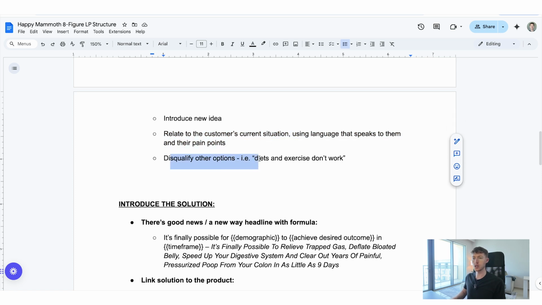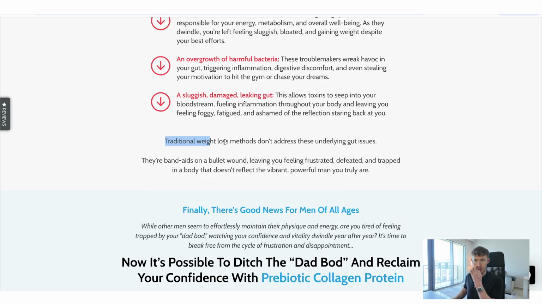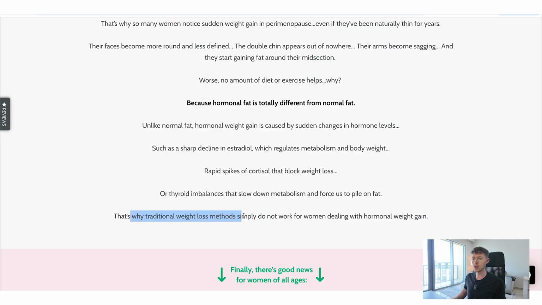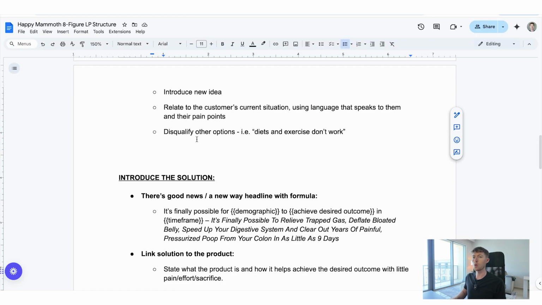Now, we also can disqualify other options by saying diets and exercise don't work. Just in this example, as you can see here, traditional weight loss methods don't address these underlying gut issues. They're band-aids on a bullet wound, leaving you feeling frustrated, defeated, right? So we're disqualifying other solutions, other potential things that the customer's already tried, or even breaking down beliefs in the customer's mind. That's why traditional weight loss methods simply do not work for women dealing with hormonal weight gain, right? We can see the same thing here.